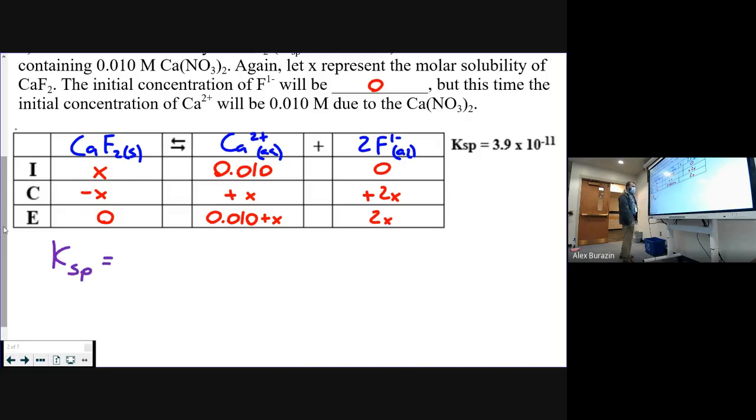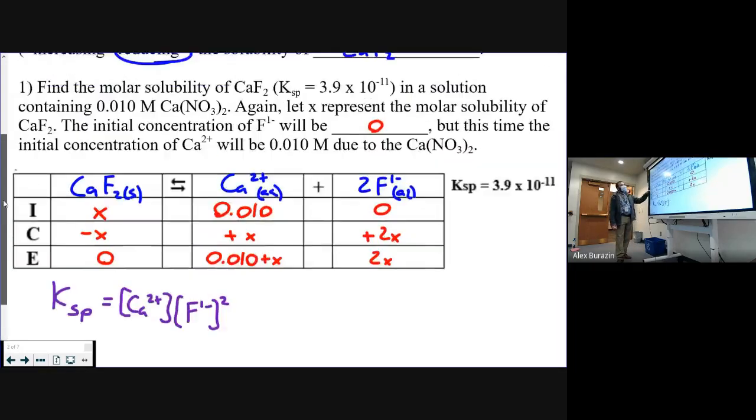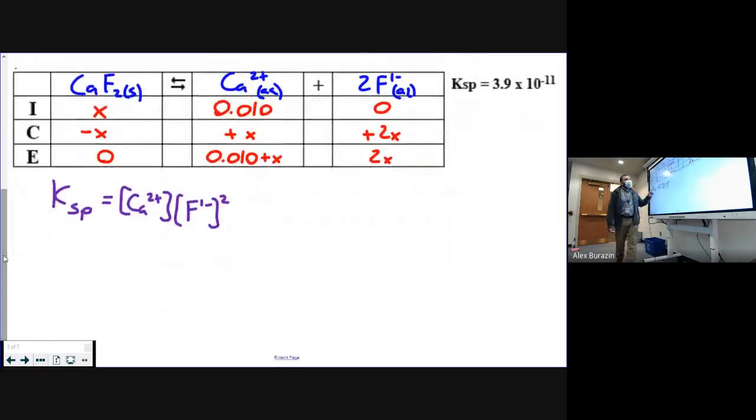Let's set up K. KSP equals products over reactants. It's an equilibrium constant, just like any other one. I have my products, calcium 2+ and fluoride 1-. The reactant is a solid, so I don't include it. This whole thing's over 1. Okay, that doesn't do anything for us, right? We'll just ignore it. They gave me KSP. They tell me the KSP is 3.9 times 10 to the negative 11.